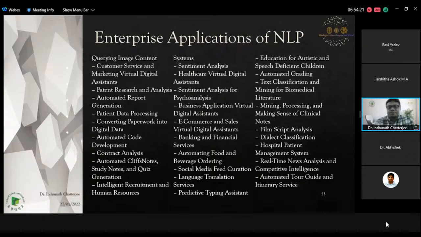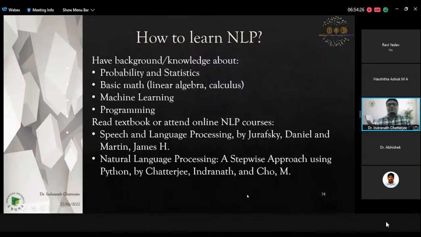So how to learn NLP? First you should have some prerequisite knowledge of probability and statistics, basic linear algebra and calculus, machine learning, and obviously programming, preferably in Python, but you can also work with R and other languages. It's up to you. To learn NLP, you can either read the book by Daniel Jurafsky, which is a very famous book on speech and language processing, and you can also read my book on natural language processing.